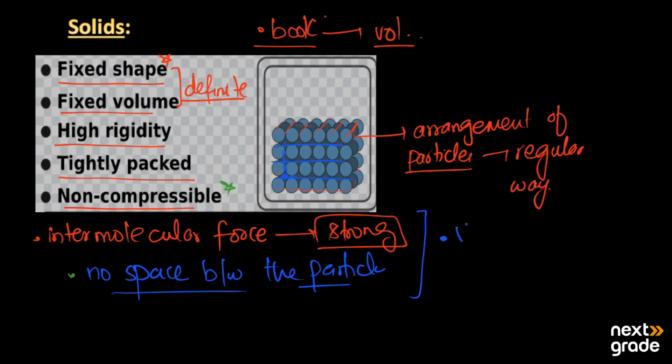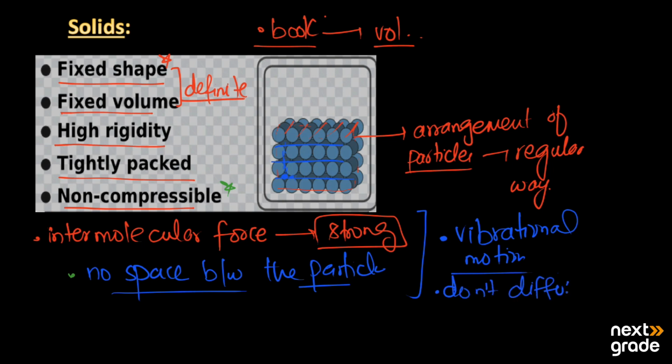Solids possess just a vibrational motion about their mean position. They do not move freely or randomly. On the other hand, they do not diffuse or effuse because the particles are not moving freely. So guys, this is all about the properties of liquids and solids.